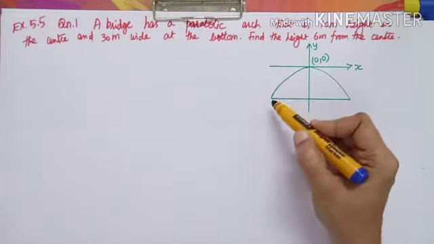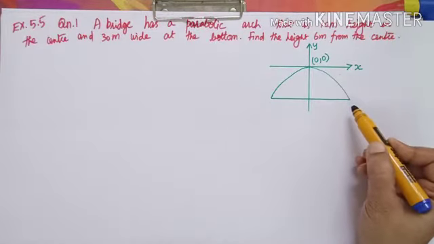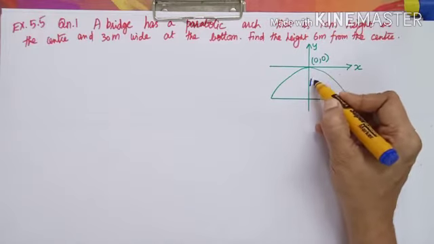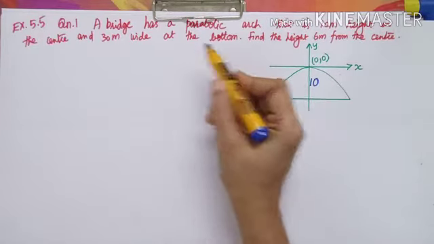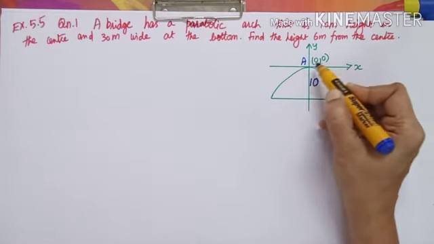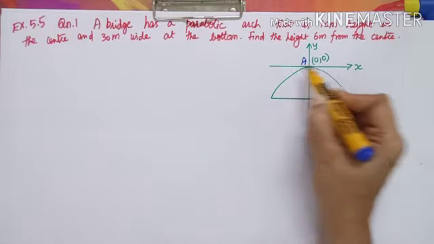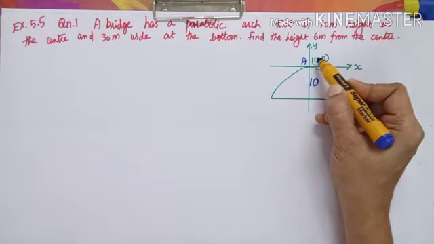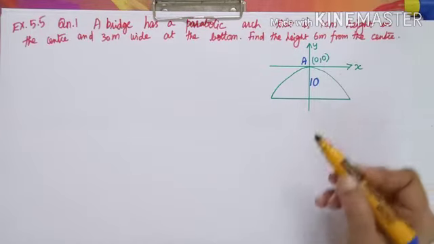So the arch we have drawn is opening downward. 10 meters in the center tells me this is 10, and for this problem let us take the vertex to be 0, 0. This is the x-axis, y-axis, where the peak point is at the vertex, which is 0, 0.